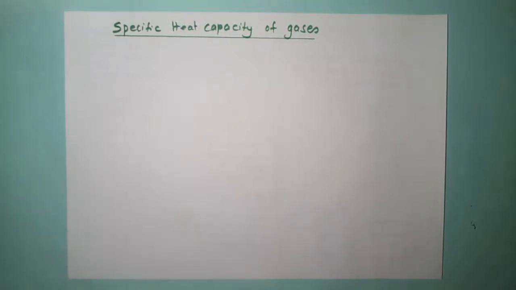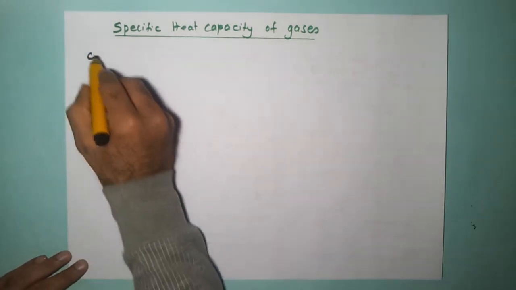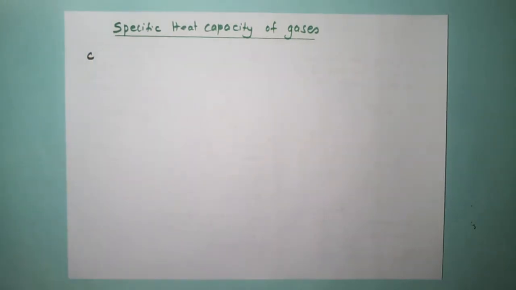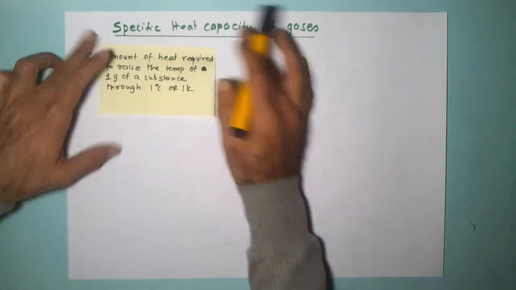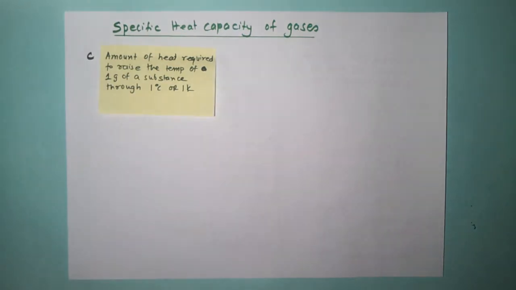We know what is specific heat capacity in case of solids. We have studied that earlier, and it is denoted by the symbol small c, the specific heat capacity in case of solids. The definition is this: the amount of heat required to raise the temperature of 1 gram of substance through 1 degree Celsius.